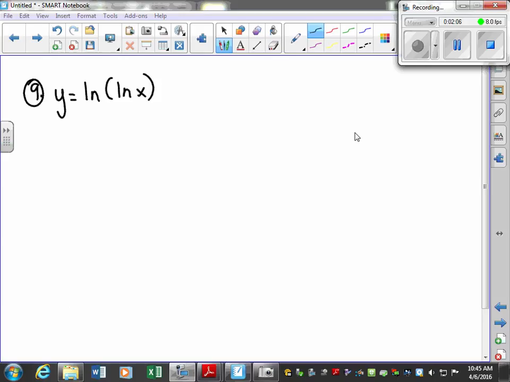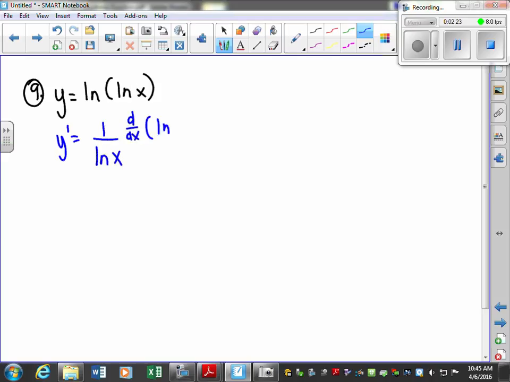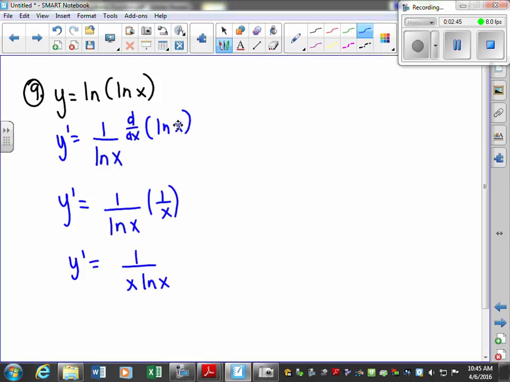Okay, so what if we have the natural log times the natural log of x? Then y prime is going to be 1 over the natural log of x times the derivative of this inside, which is times the derivative of the natural log of x. Okay, when I simplify, first of all, I just bring this down. Now, what is the derivative of the natural log of x? Just 1 over x. So this is just going to simplify to 1 over, I'll bring the x in front, x times the natural log of x.